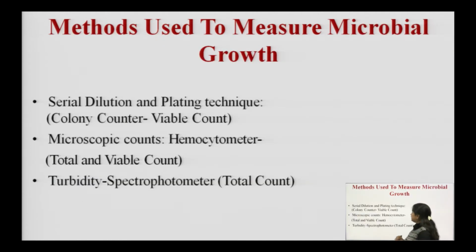So in this slide I would like to tell you about the various methods which are used to measure the microbial growth, or the methods used to determine the microbial growth. How can we determine how many bacteria are there within the culture media, within the nutrient media? In this first method, as you can see, we have serial dilution and plating method, in which we generally use colony counters. Colony counters are the instruments through which we can count the number of colonies within the media. The second method is the hemocytometer technique.